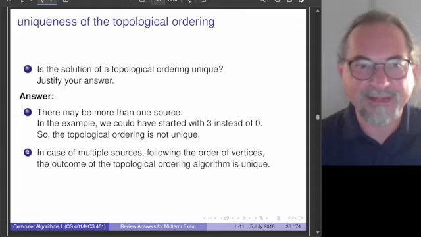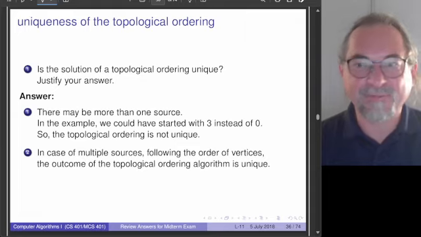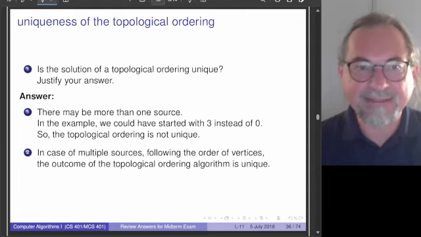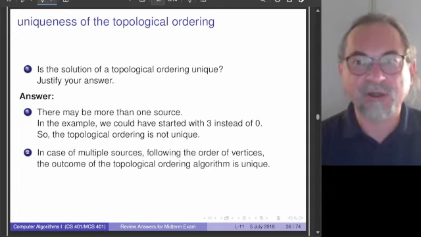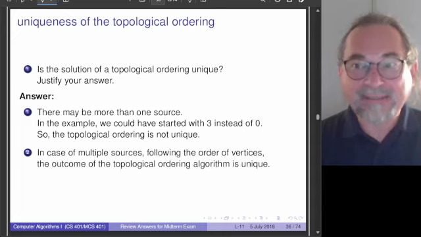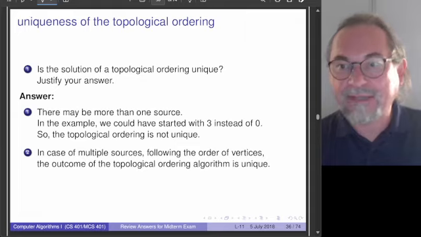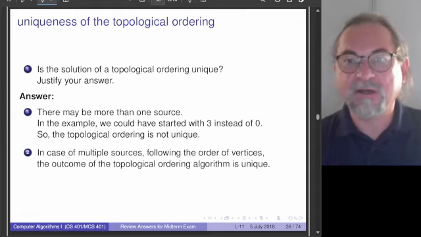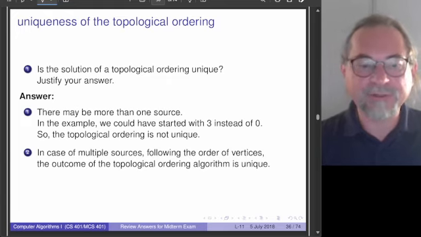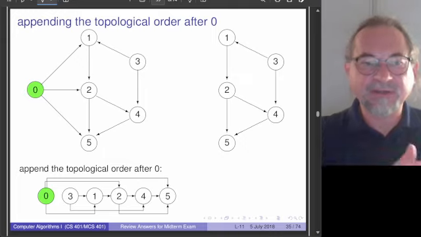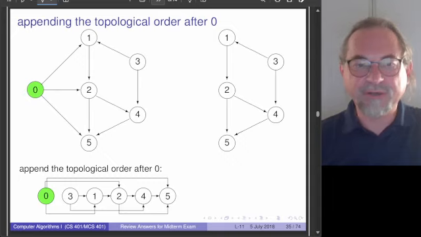So you can interpret my answer here as saying in the first bullet point, no, there may be more than one source. The answer is not unique. Or you could say, yes, there's always a unique outcome, but I could have relabeled the vertices. And speaking of relabeling the vertices, that is actually the next step, that you would relabel.